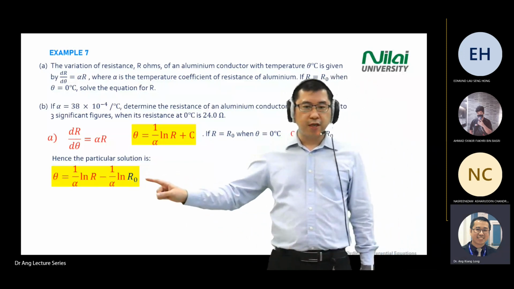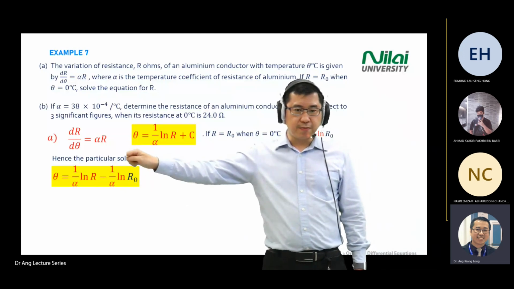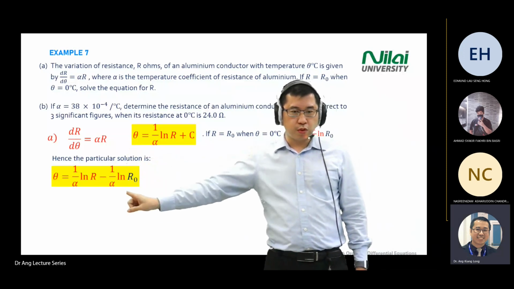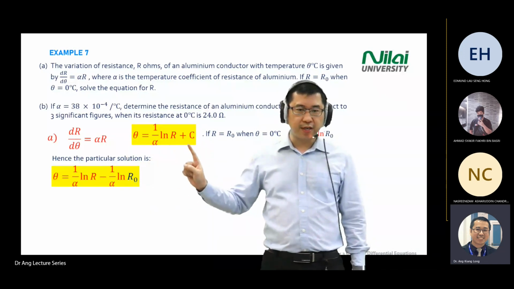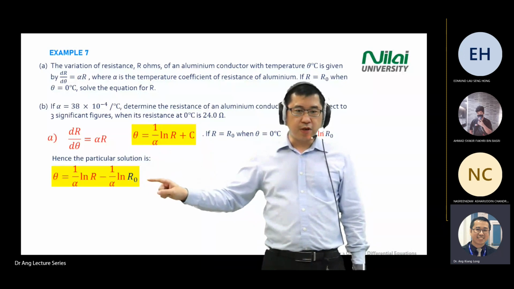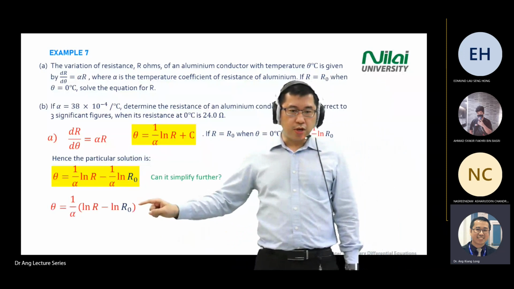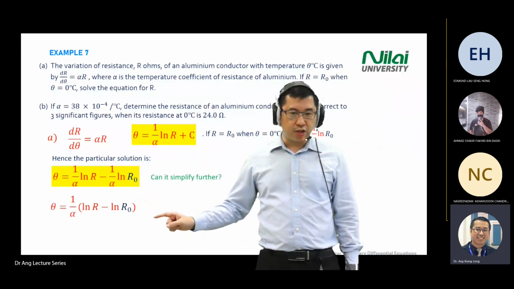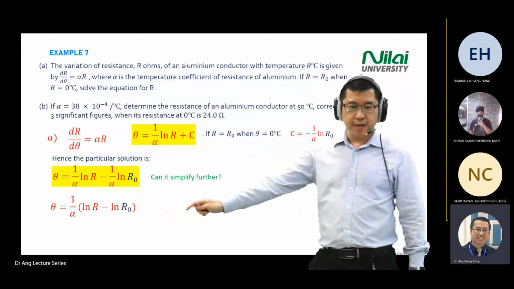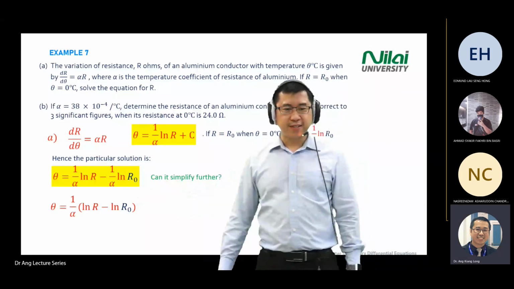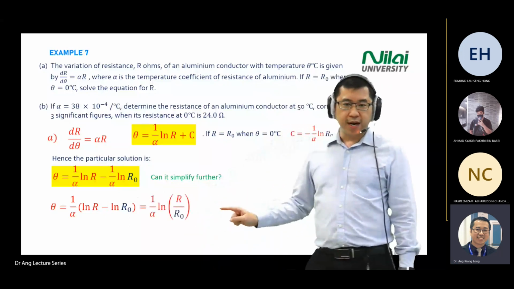How do you solve? You factor it out. In here, you know that 1 over alpha is in the two terms there, right? You have 1 over alpha here and 1 over alpha here, because your C is here. So you factor the 1 over alpha out, you get this one. So ln R minus ln R0, ln minus ln, it becomes what, Nizam? You take ln minus ln, what do you get? Divide R over R0. Correct. You get ln R divided by R0.